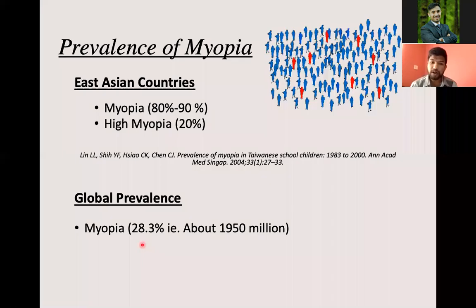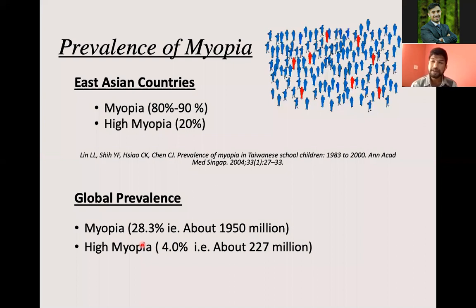1950 million people are suffering from myopia worldwide. And high myopia, that is myopia greater than 6 diopter, or spherical equivalent of 6 diopter, affects about 227 million people.